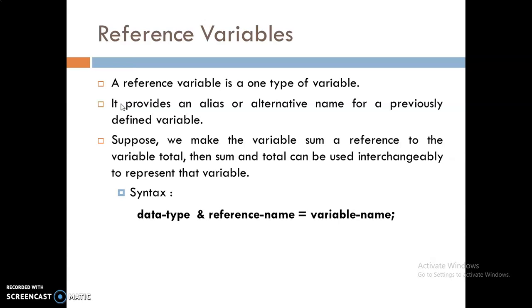As the syntax is indicating here, you can see a reference variable is one type of variable. It is a kind of variable only, but it is an alias name of the same existing variable.